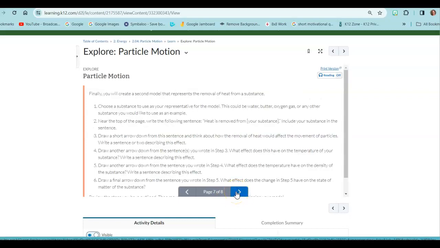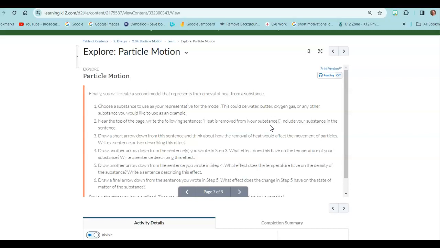All right, and then finally it says create a second model that represents the removal of heat from the substance. So we're choosing the same substance that we used before, or you could do another one, but it says water, butter, oxygen gas, anything that you can think of that you would like to use. Near the top of the page, you'll write heat is removed from your substance. And you can do this on the same page. Include your substance and name in the sentence. So we're just doing the same thing, but basically reversing it. Instead of adding heat, now we're removing it.